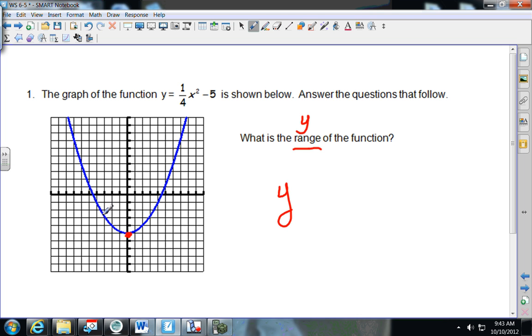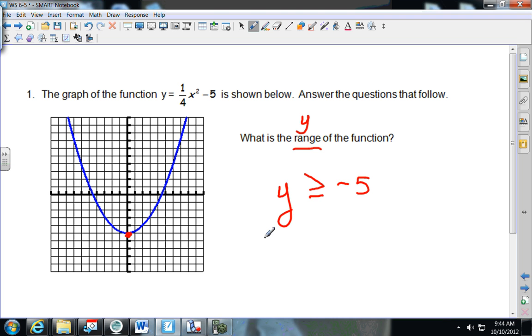On the parabola, are the y numbers bigger or smaller than this negative 5? They are bigger. The parabola opens upward. Anytime the parabola opens upward, it is going to be greater than or equal to the minimum point, which is negative 5. So when they ask you to write the range, this is what we're writing. Y is greater than or equal to negative 5.